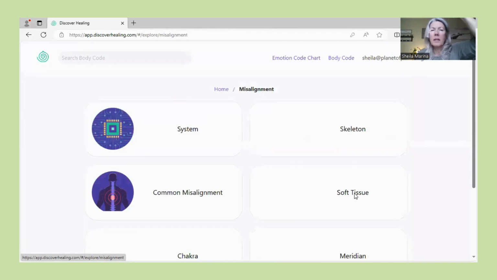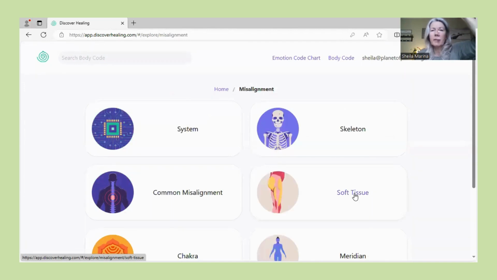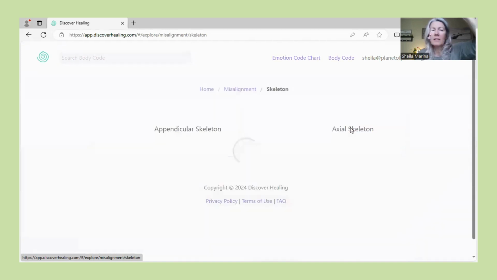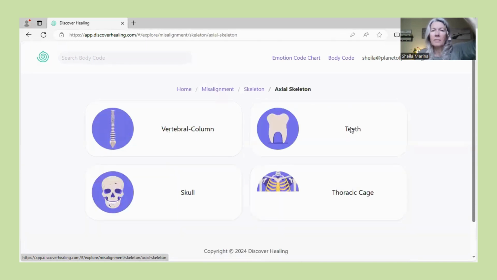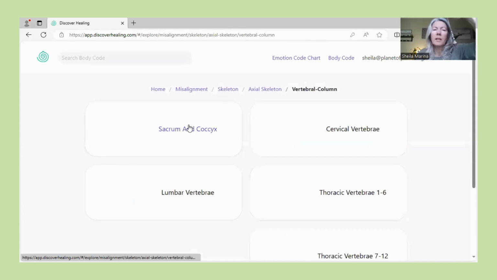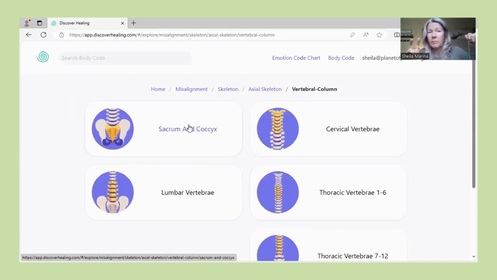Yes. This misalignment, is this on the left side of the chart? No. On the right side of the chart, is this misalignment in the skeleton? Yes, it's in the skeleton. Is it an axial skeleton? And this axial skeleton, is it on the left side of the chart? Yes. Is it in the vertebral column? Yes, it's in the vertebral column. So we'll have to find out how this human vertebral column mixes with canine.